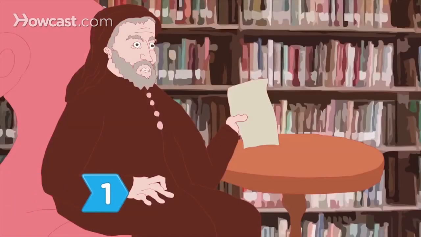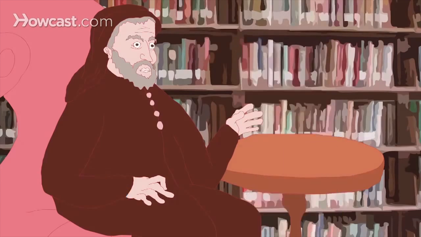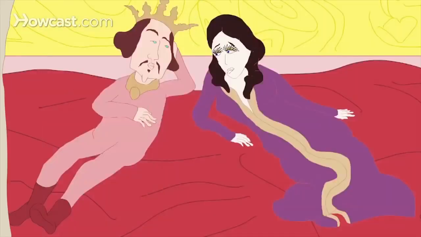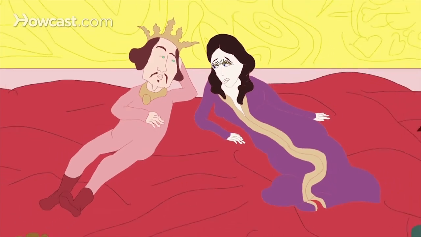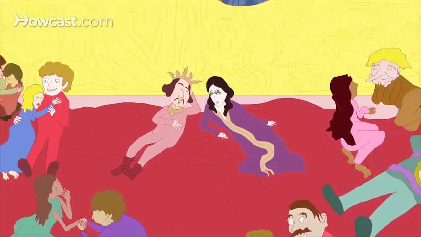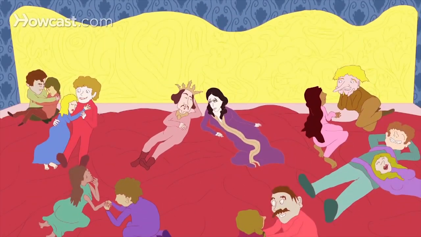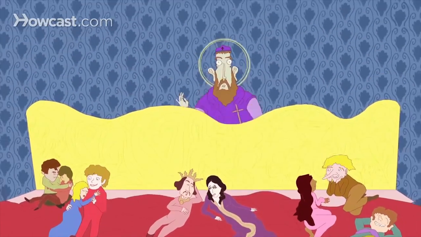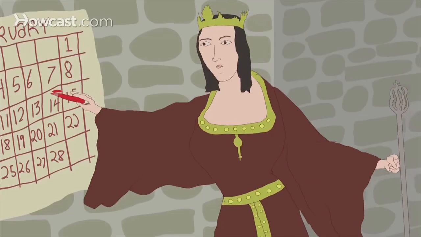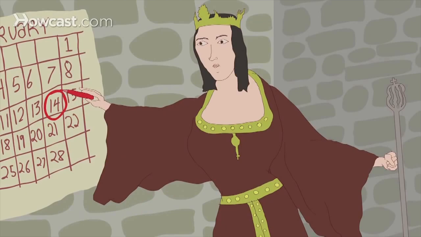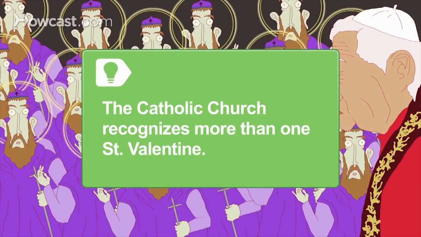Step 1. Read The Parliament of Fowls by Geoffrey Chaucer. The 14th century poem was inspired by the romance between Richard II and Anne of Bohemia. In it, Chaucer declares May 3rd, the couple's engagement date, an official day for lovers. The date also happened to honor St. Valentine. In 1400, Queen Isabel of France reportedly changed this day honoring lovers to February 14th. The Catholic Church recognizes several different saints named Valentine.